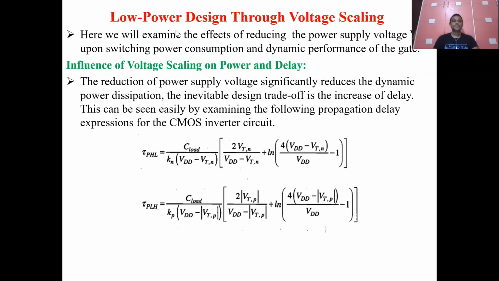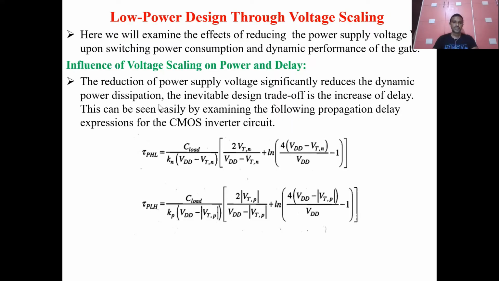Here we will examine the effects of reducing the power supply voltage VDD upon the switching power consumption and dynamic performance of the gate. If we consider the propagation delays of the logic gates, there is the delay from higher to lower, that is logic 1 to logic 0, and logic 0 to logic 1, that is lower to higher. The reduction of power supply voltage significantly reduces the dynamic power dissipation.